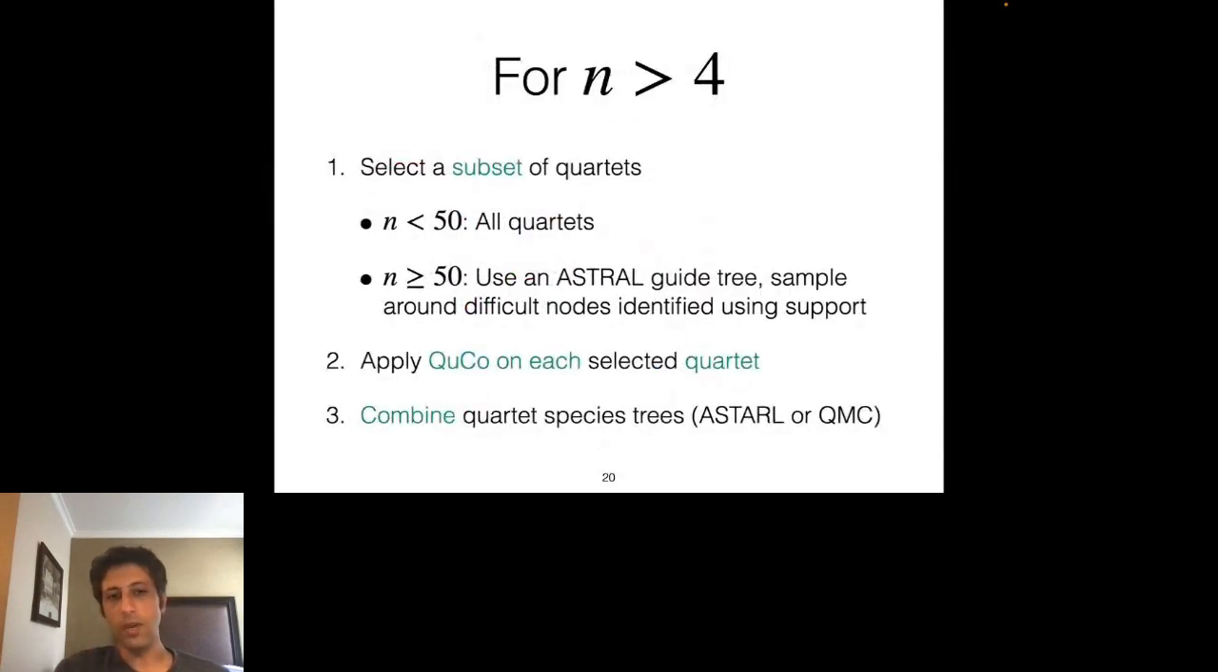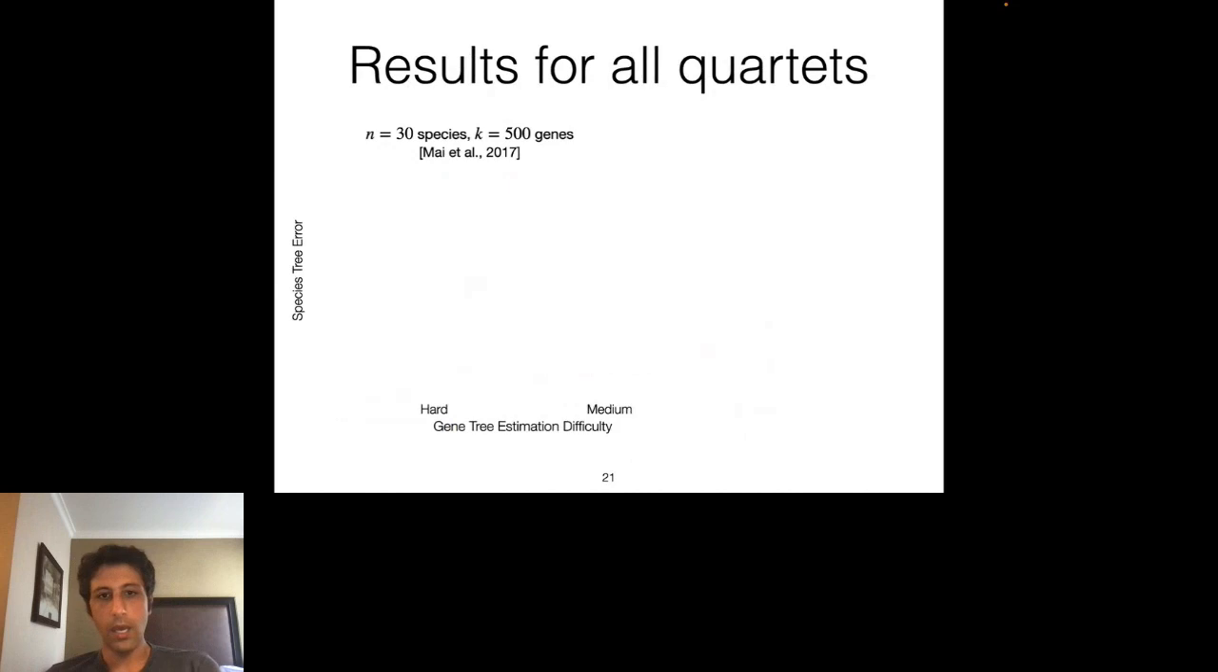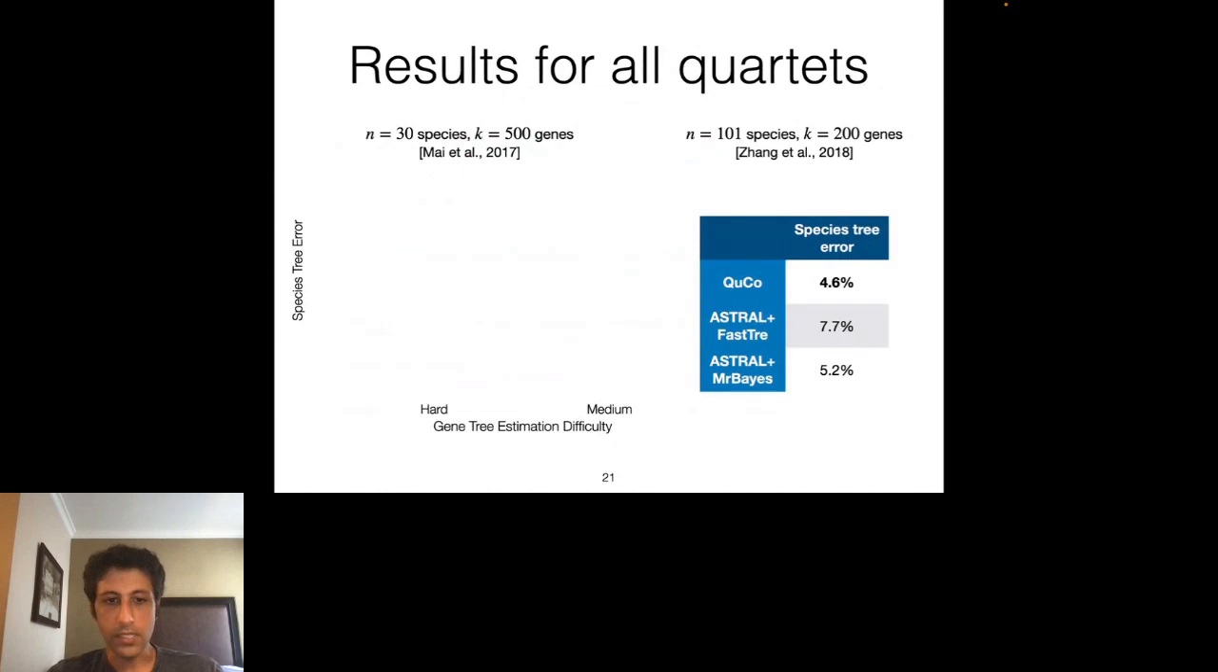Okay, so what do you do if you have more than 4 species? Like I said, you can select subsets of species, run QuCo on each, and then combine. That combination step at the end is something that is very well studied. You can use Astral itself, or you can use methods like QMC that are designed for it. Okay, so we are going to look at some results. Oh, again, my results don't show for some reason. I'm sorry, I don't know what's happening with this.